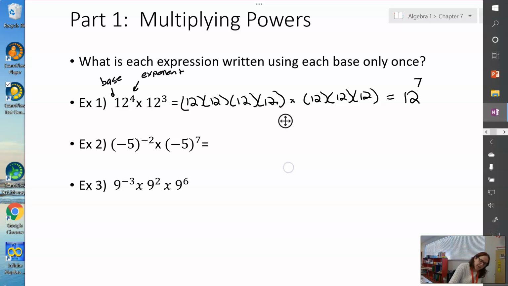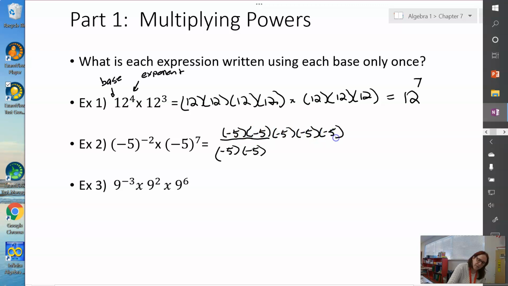Well, negative 5 to the negative 2, that's like negative 5 times negative 5. Because last time we learned that if we have a negative exponent, we move that downstairs. And I'm going to multiply that by negative 5 to the 7. So negative 5 times negative 5 times negative 5 times negative 5 times negative 5. Let's make sure I have 7 of those. 1, 2, 3, 4, 5. Oh, 2 more. Negative 5 times negative 5.